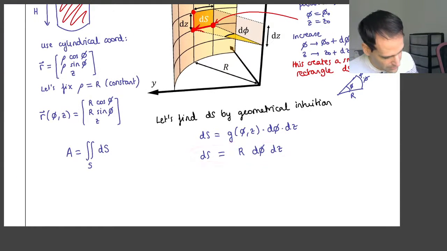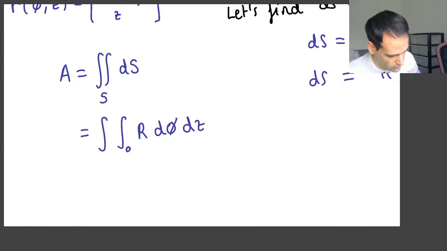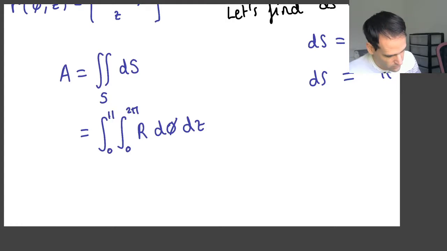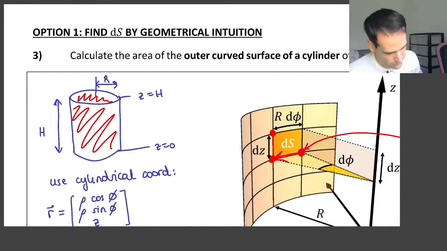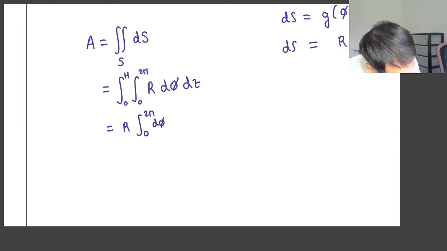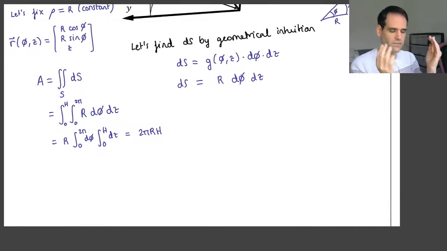So now we are ready to integrate. We just do the integral of r d phi dz, and we just need to write the limits. So the limits of phi are from 0 to 2 pi to cover the whole cylinder, and the limits in z are from 0 to h, right? Because the cylinder goes from z equals 0 to z equals h. So doing this integral is very easy. We can do separation of integrals. First of all, the r can be taken outside because it's a constant, and then we have the integral from 0 to 2 pi of d phi times the integral from 0 to h of dz, which is equal to 2 pi r h. And that is the outer surface of a cylinder.